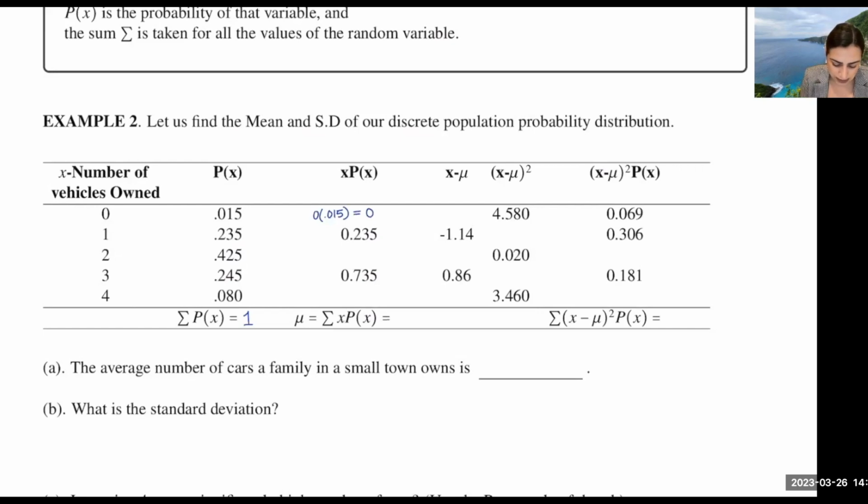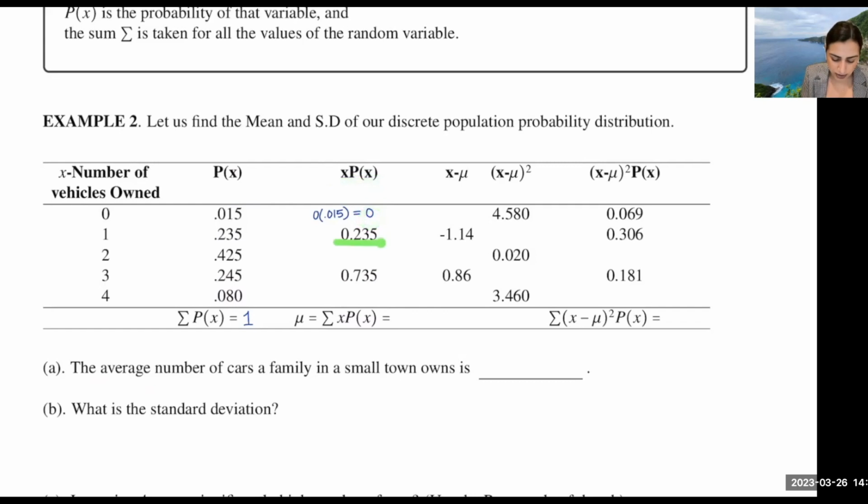Okay, so again, that's how I'm going to get this value here. This value should just be 0. Okay, does that make sense? So we're using X, which is the number of vehicles owned. So for this row, we have 0. And then this respective probability, the probability of getting 0 is 0.015. We multiply those together. That's what this means, multiplying, and we get 0.